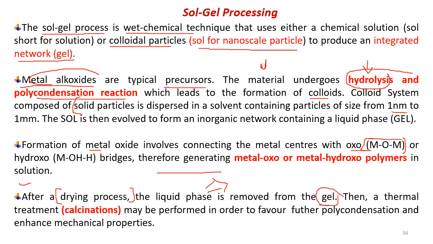Then, if we want it in the form of an amorphous powder, what we have to do is further heat it, or subject it to a higher temperature. This thermal treatment, which we call calcination, is performed in order to favor further polycondensation and enhance mechanical properties.